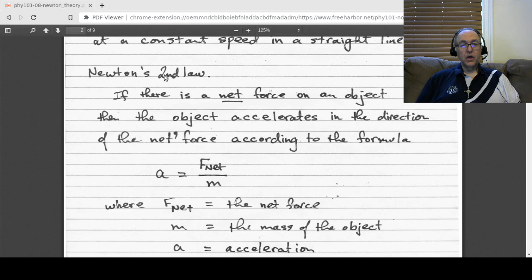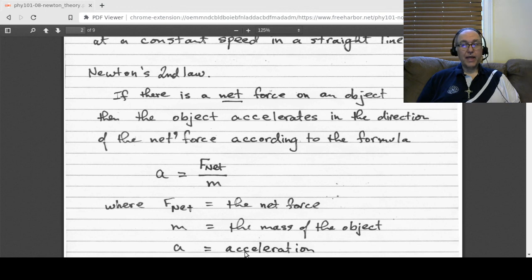And here's the answer. Newton's second law states that if there is a net force on an object, then the object accelerates in the direction of the net force according to the formula a = F_net / m. Okay? And just to describe the symbols, F_net is the net force. Again, I got to unpack that a bit for you. m is the mass, which we just discussed, and a is the acceleration.